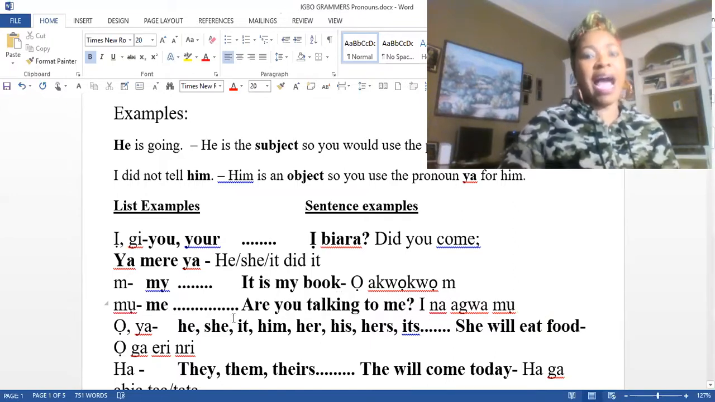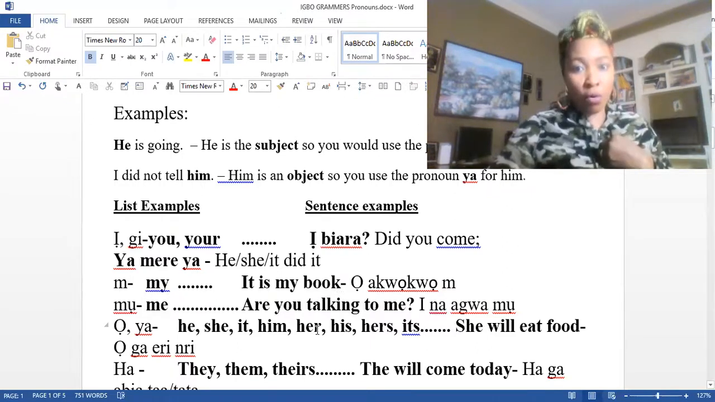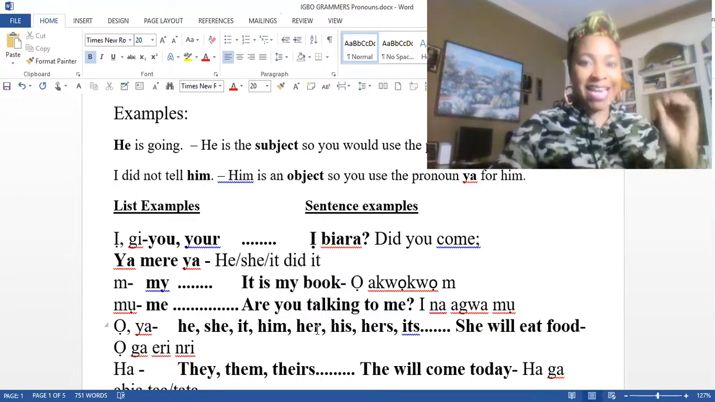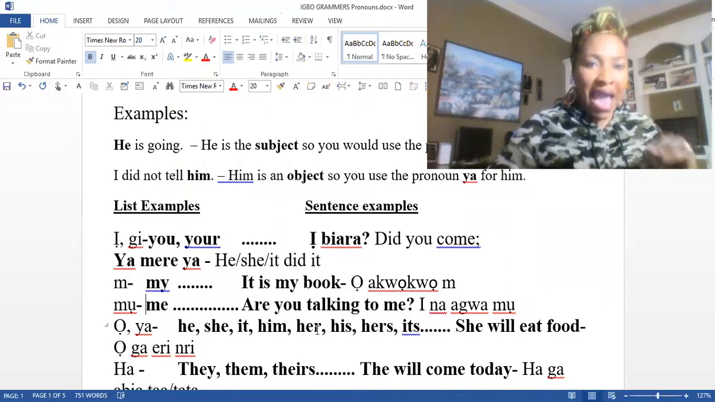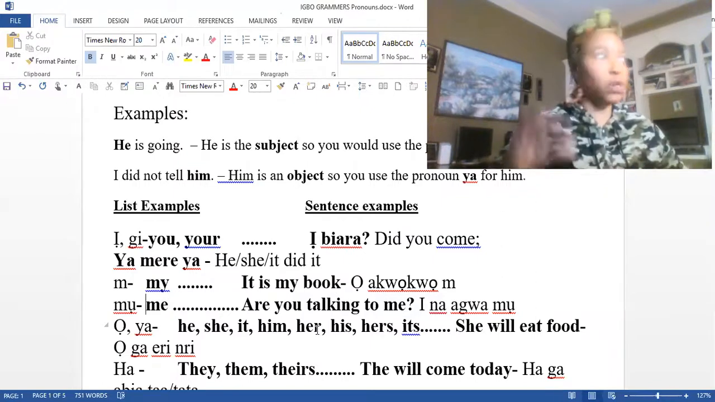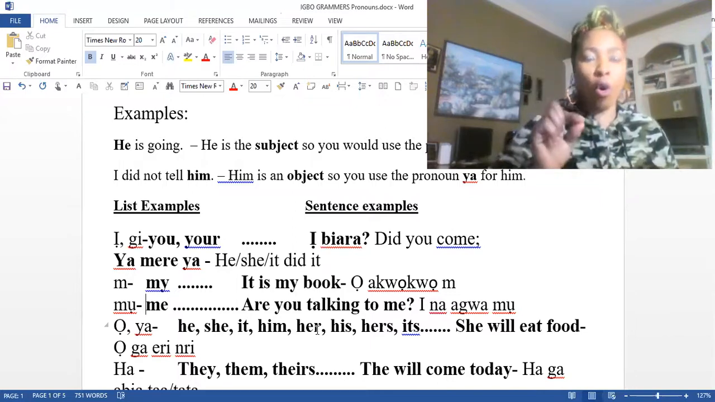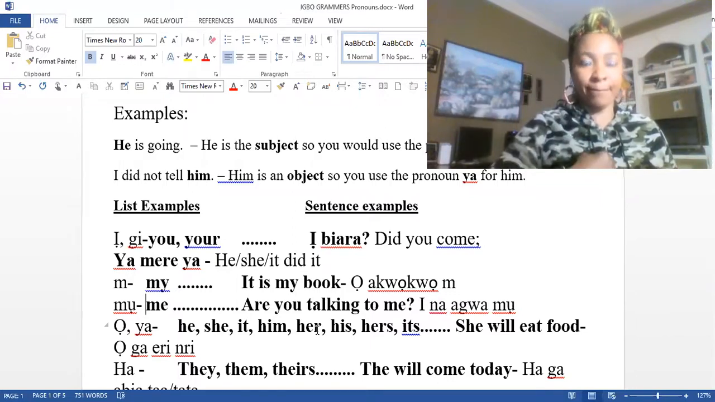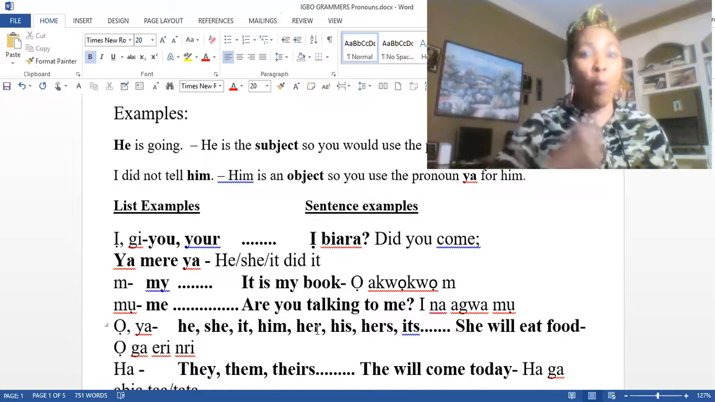Say, are you talking to me? Ị na-agwa mụ? Are you talking to me? Ị na-agwa mụ? Pay attention, it's not ị na-agwa m. When you pronounce it, your mouth should be closed. When you say mụ, you see the shape of my mouth. Mụ, ị na-agwa mụ versus ị na-agwa m. It's not the same sentence as ị na-agwa mụ.